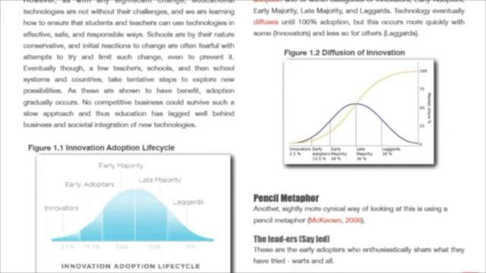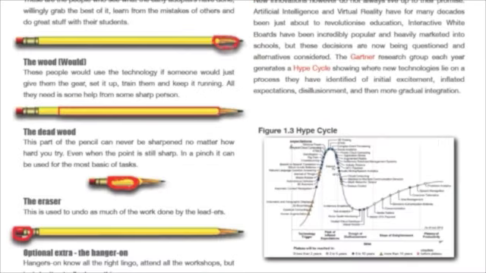But there's another metaphor that's sometimes used. This is the pencil metaphor as we know it. And there we have the leaders at the very tip. They try everything out. The sharp ones who find out what the early adopters do and then use what works, and of course discard what didn't work. And there's the wood, which is the early and late majority. And then there's the dead wood, which are the laggards, or in this metaphor, the ones that will never change.